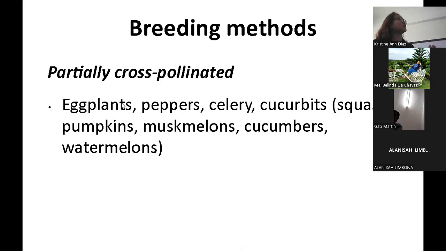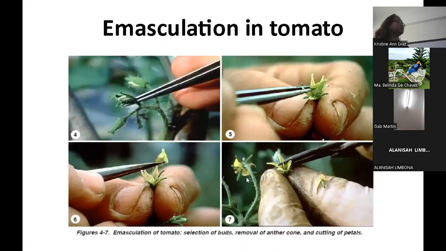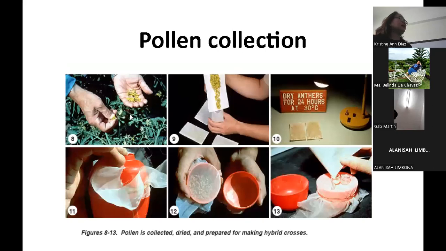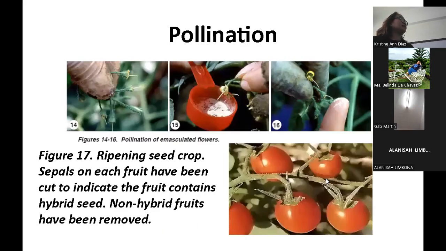So, another is partially cross-pollinated siya kasi for eggplant, pepper, and so on. Kasi pwede siya self, pwede siya cross. Kaya partial. So, this is how they do the emasculation in tomato. They cut the petals, the sepals, at ang matira na lang ay ang stigma. No, and then they collect the pollen from other varieties and then we sieve, we purify, we store, and then we apply to them. And after a while, this is now the effect of the manual pollination called emasculation.